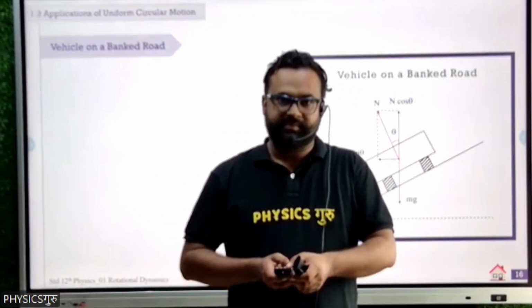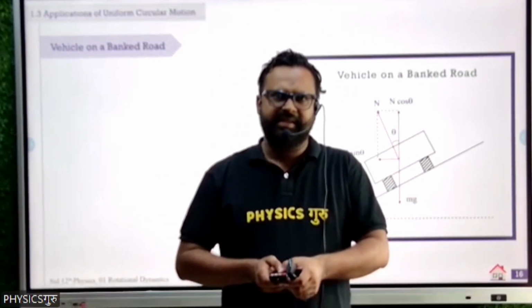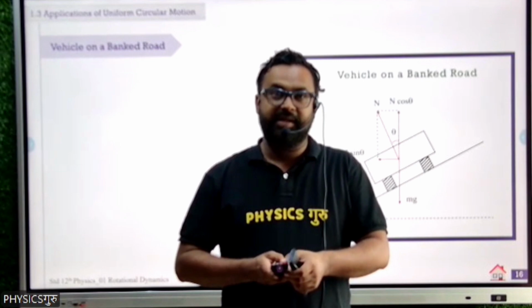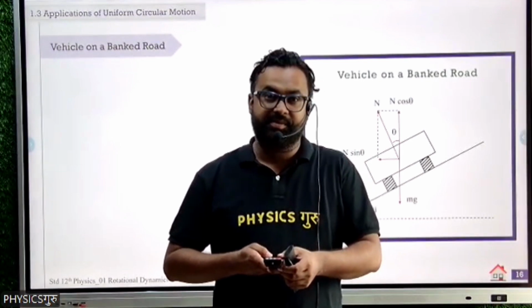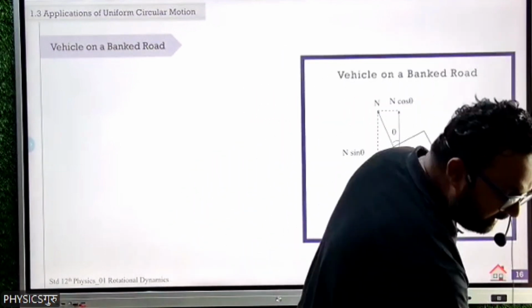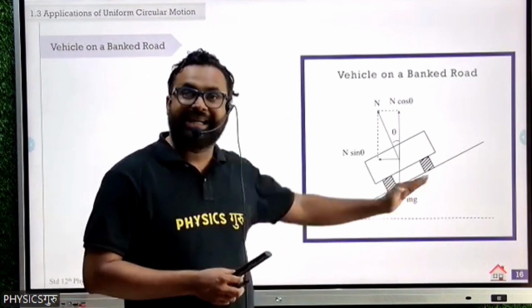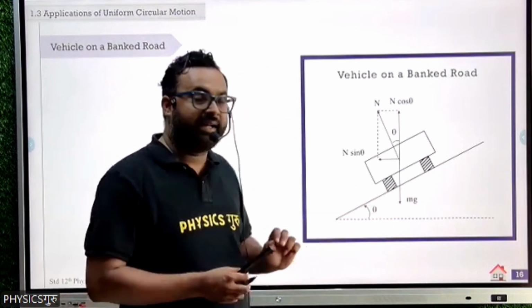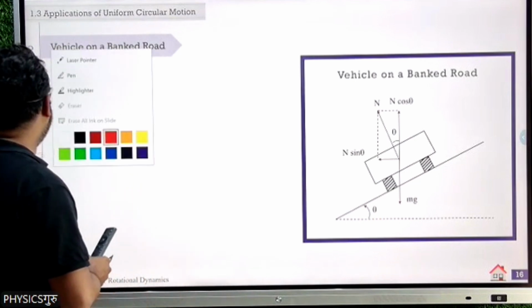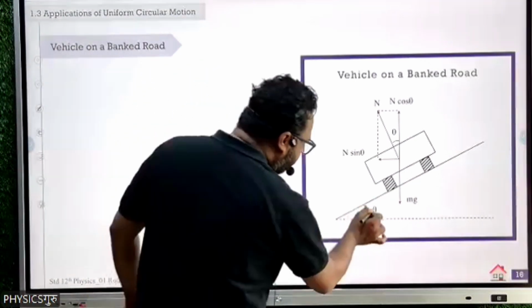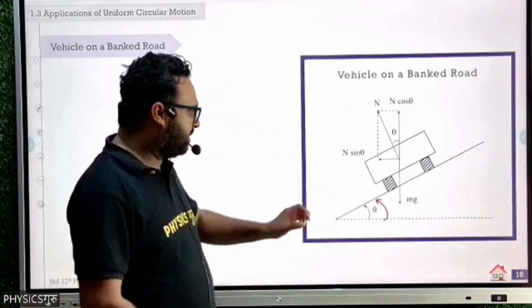Now, I will do a small derivation based on this particular concept. Now see. So this is a banked road. Banked road means the road inclined at a particular angle. So angle is theta degree. Theta degree is the angle. This angle. So this is your car.